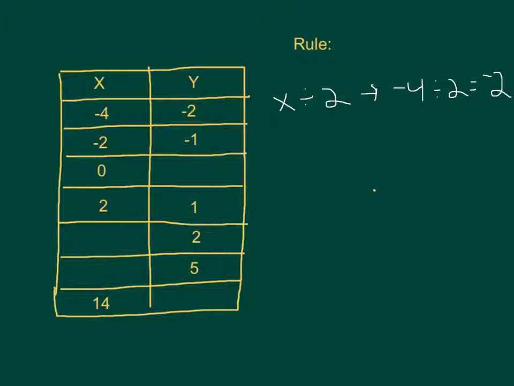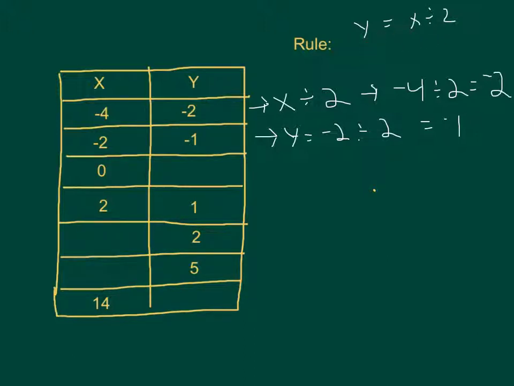So let's write it up here in the rule. A possibility for the rule is y equals x divided by 2. Let's see if this holds true for the next x and y values that I'm given. If I plug in negative 2, y equals negative 2 divided by 2. Negative 2 divided by 2 is just 1, and again my answer has to be negative because I have a negative divided by a positive. So that would hold true, because y equals negative 1 when x equals negative 2. My theory was correct. y equals x divided by 2, that is our rule.